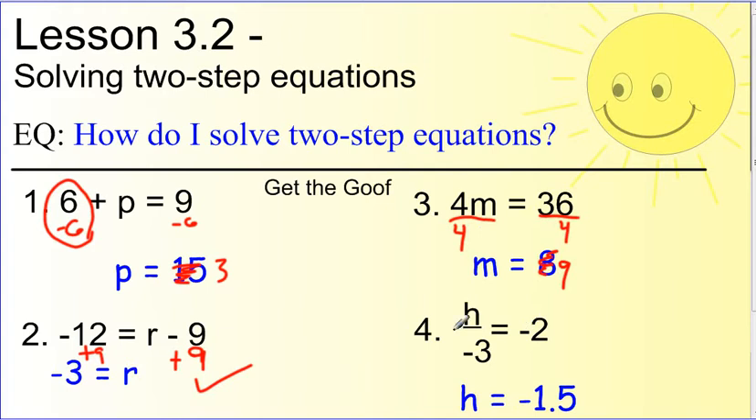And number 4, the variable is being divided by negative 3, so we're going to times by negative 3. Times by negative 3. The multiply and the divide cancel. h equals negative 2 times negative 3 gives us a positive 6. Okay, so that's a nice refresher of what we did yesterday. Make sure you have your essential question copied down. How do I solve two-step equations?